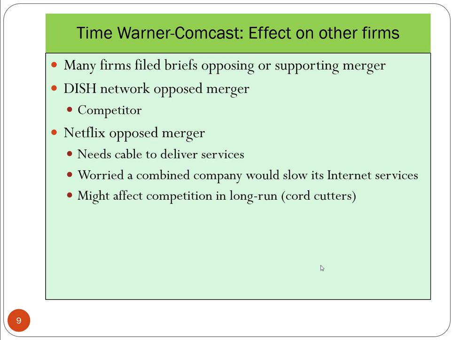Another firm that interestingly opposed the merger was Netflix. Now Netflix kind of competes with cable companies in a way, in that it's providing a service that could substitute for cable, but they were more worried about the broadband internet side of things. That is, they need cable to deliver services to their customers, and most people with high-speed internet get it through cable. If the cable companies could somehow block Netflix, they were worried that a combined company would be able to slow its internet services, and this could affect competition in the long run.